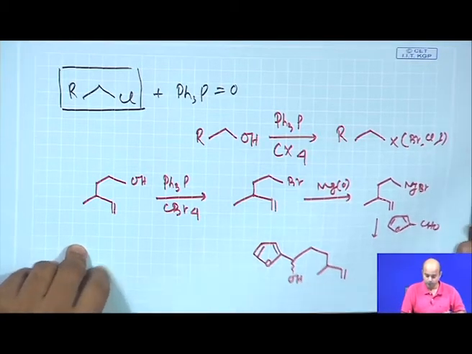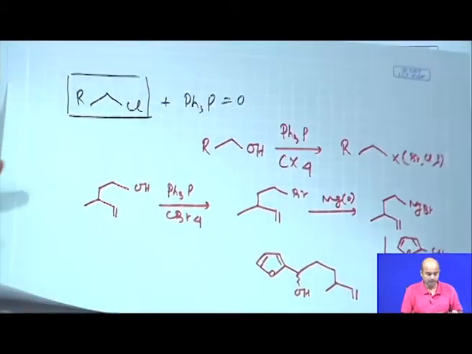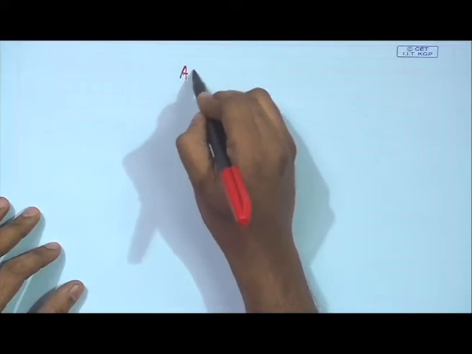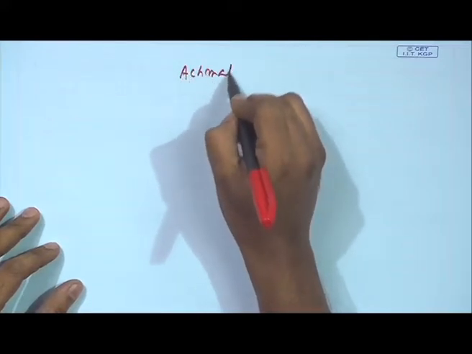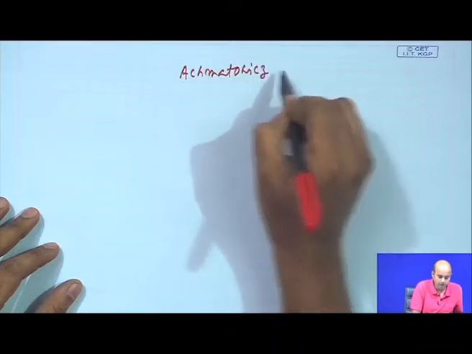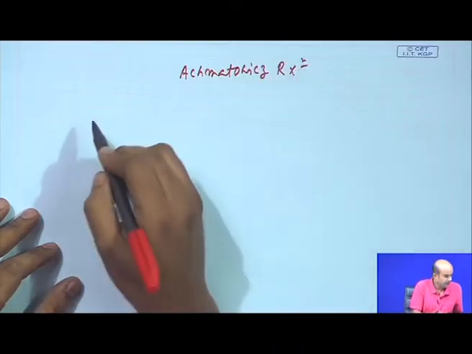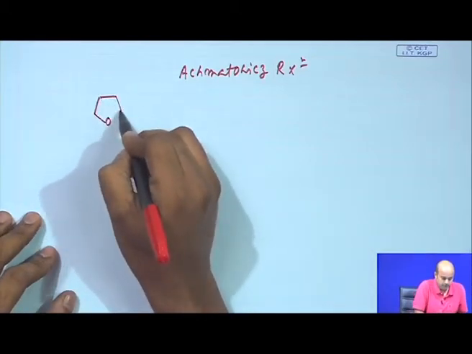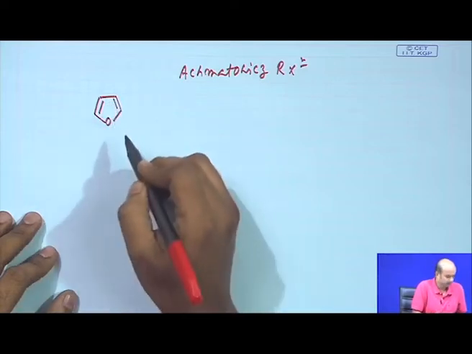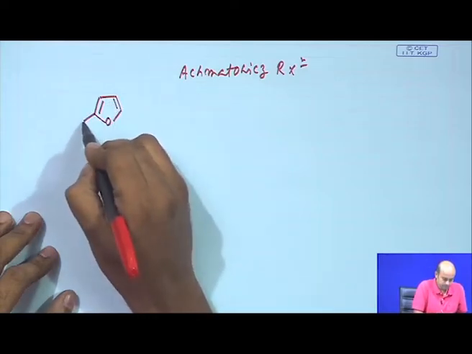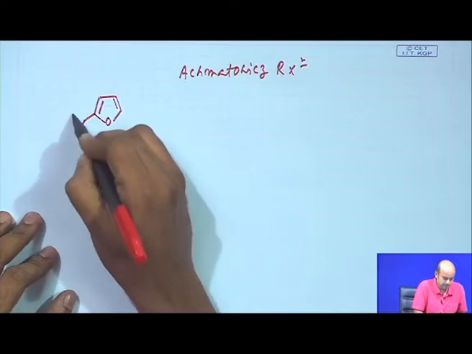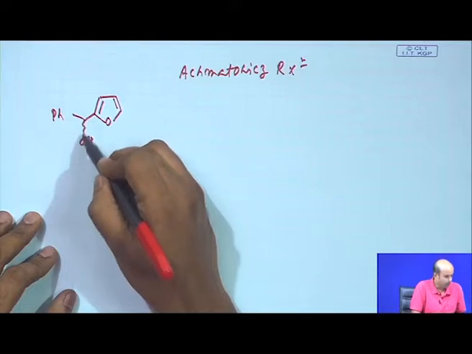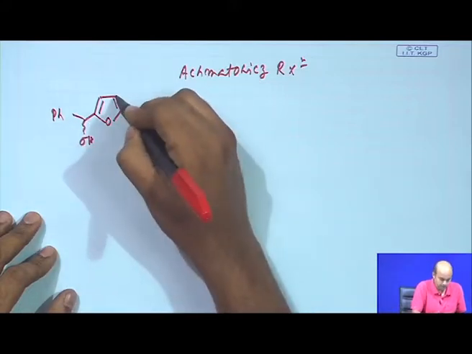Now, next we will try to visualize what the Achmatowicz reaction is, because in this furan carbinol you have to do the Achmatowicz reaction. Now, the Achmatowicz reaction is a very useful reaction. I will draw a substituted furan compound. And the furan must have this kind of structure. The furan must have an alpha hydroxy, it is basically a carbinol structure, a furan carbinol.